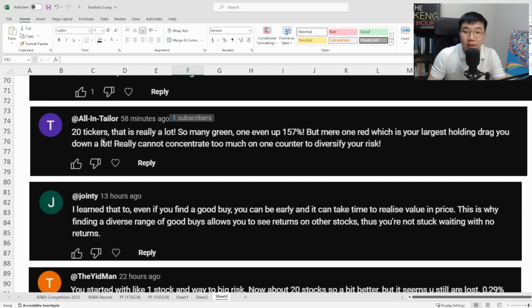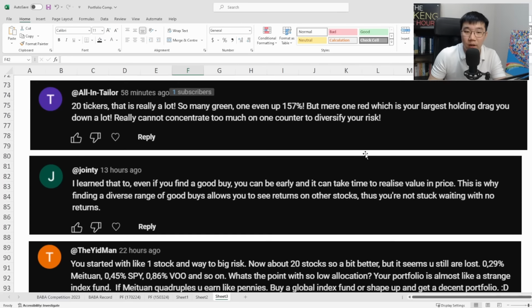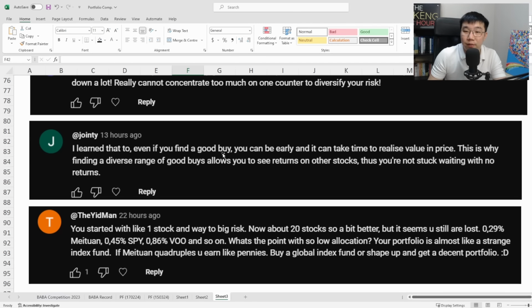Owen Taylor: 20 tickers, that is really a lot. So many green, one even up 157%. But merely one red, which is your largest holding, drags you down a lot. Really cannot concentrate too much on one counter to diversify your risk. I learned that too. Even if you find a good buy, you can be early, and it can take time to realize value in price. This is why finding a diverse range of good buys allows you to see returns on other stocks. Thus, you are not stuck waiting with no returns.